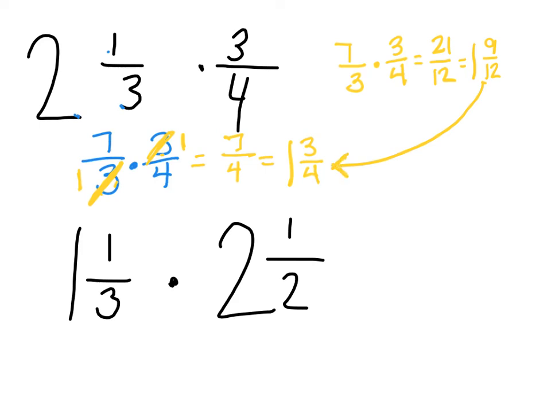So you'll see that even if you don't simplify first and you just multiply and wait to simplify at the end, you should still get the same final answer at the end. It's just a little bit smaller numbers when we simplify ahead of time.